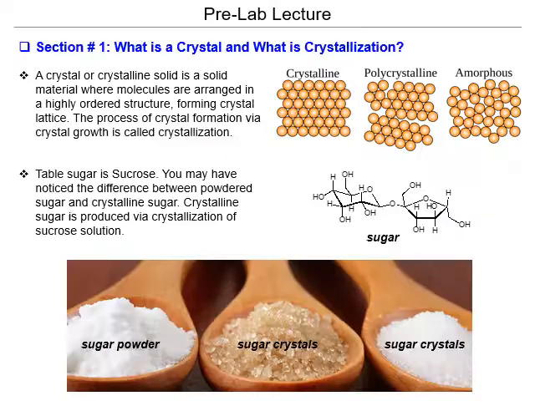Today I will be talking about crystallization. What is a crystal and what is crystallization? A crystal or crystalline solid is a solid material where molecules are arranged in a highly ordered structure, forming a crystal lattice. For this class, you don't really need to know all the kinds of crystal lattices and all their nuances that you can learn about in, for example, organic chemistry. But you do need to know the process of crystallization, which is the process of crystal formation.